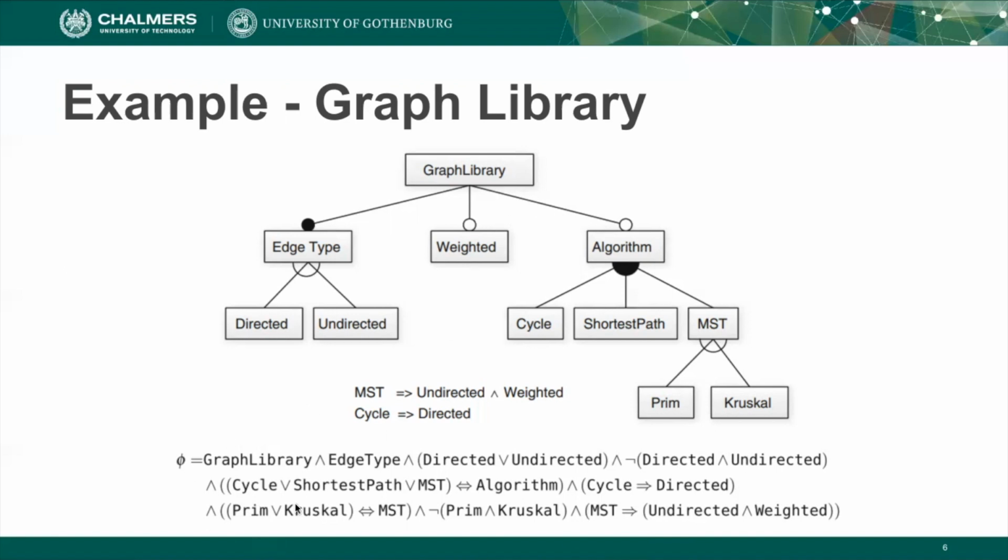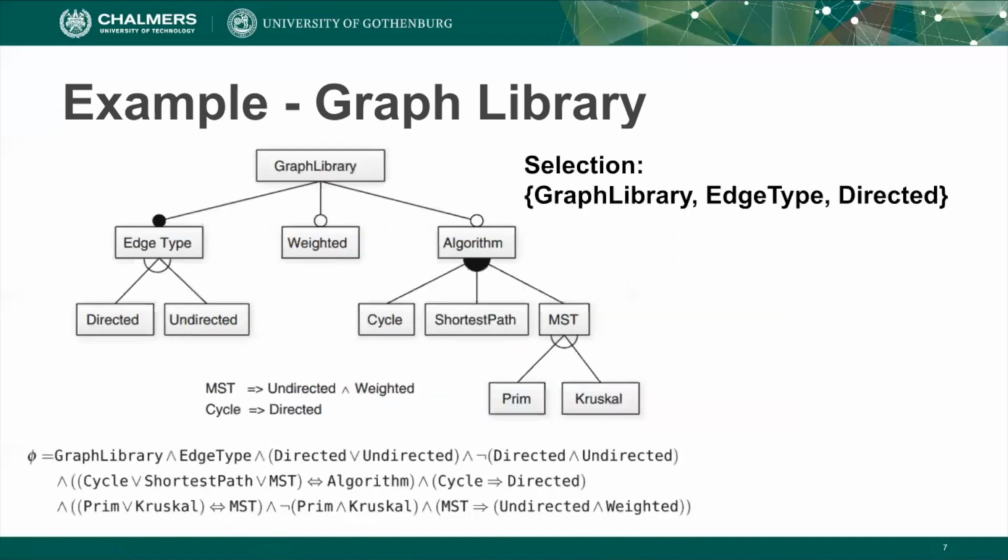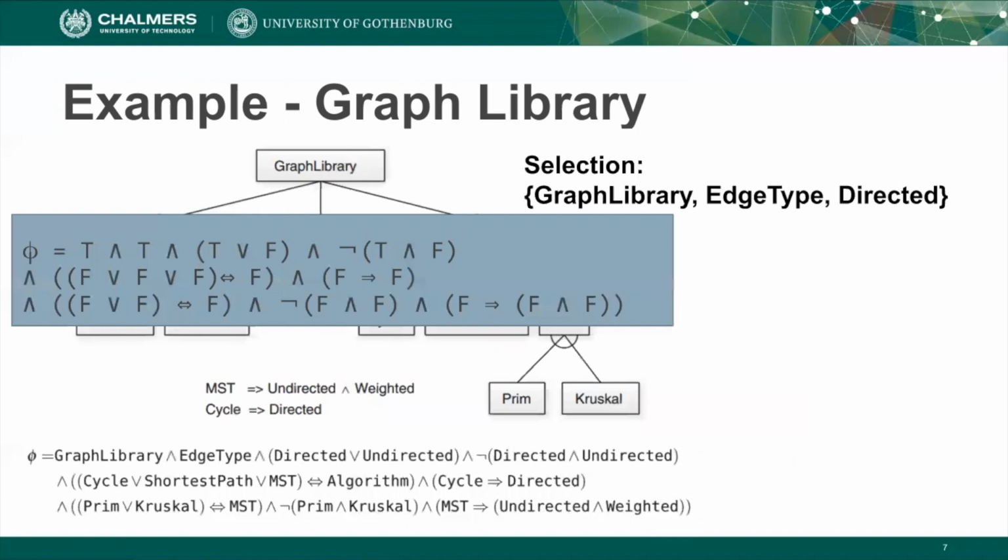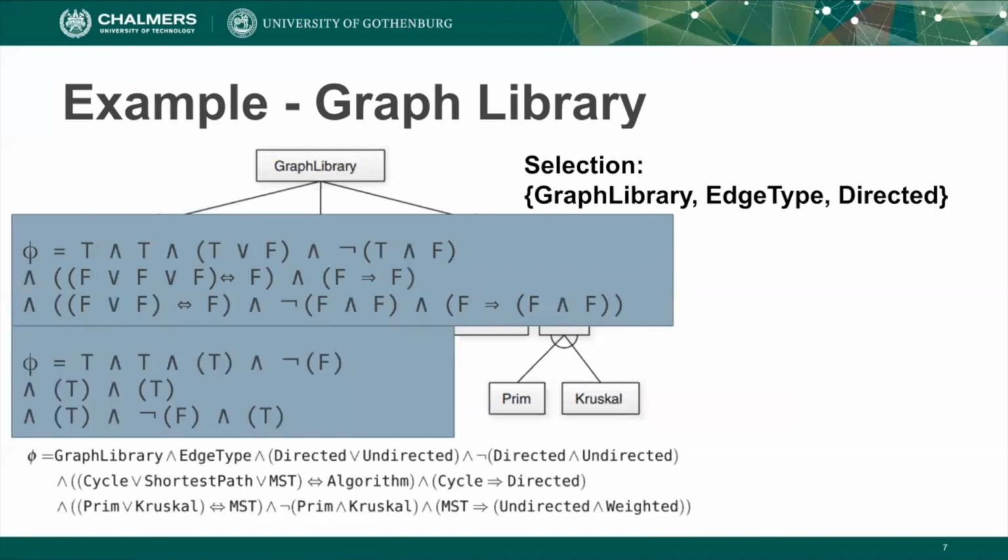Once we choose our features, we can plug those selections in, and if it evaluates to true, we have a valid feature selection. If it evaluates to false, then we violated one of these constraints, or at least one of these constraints. So to check whether graph library, edge type, and directed is a valid selection, we substitute all the variables of phi with a corresponding assignment. All right, and we can do that here, and then if we go through and solve all of this, this simplifies a little bit, right?